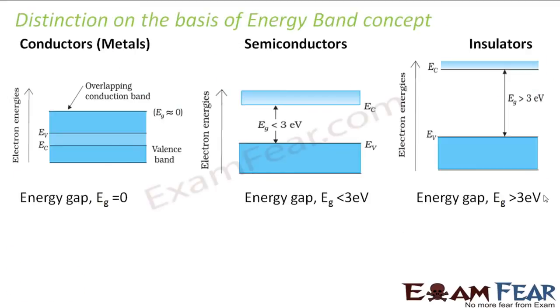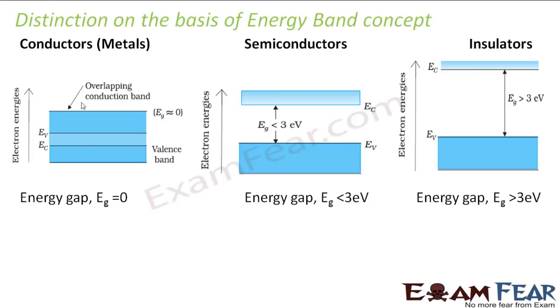So now let us have a quick look at the distinction on the basis of energy band concept. Now see, this energy band concept was important. I discussed so many things about energy levels to explain to you the concept of energy band. That's because it is with the help of this energy gap that we come to distinguish between a metal, a semiconductor and an insulator.